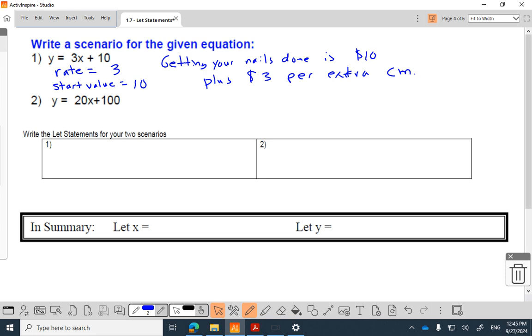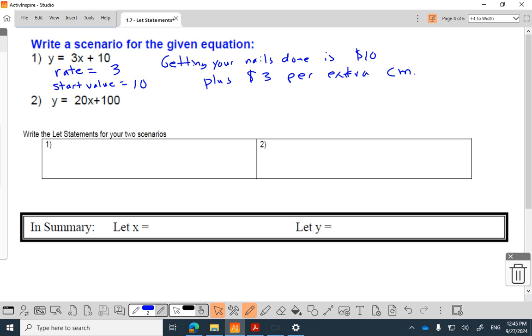Emma. What's that? No, I haven't done the let statements yet. It says write a scenario, so I wrote a scenario. And in a second, I'll do the let statements. This is just beside your equation. Okay, that was good. Thank you for sharing that.